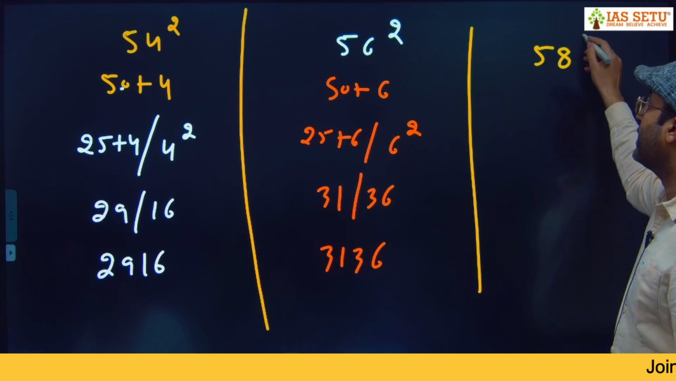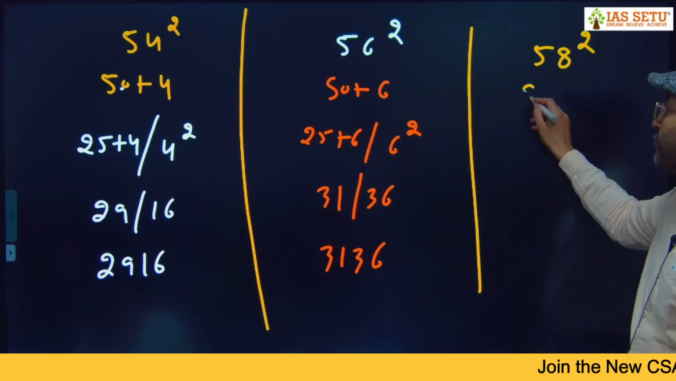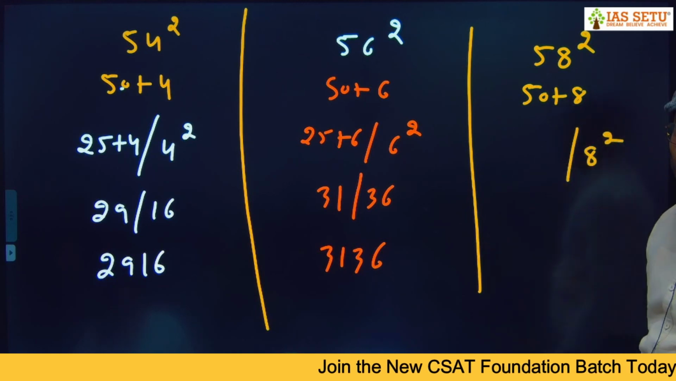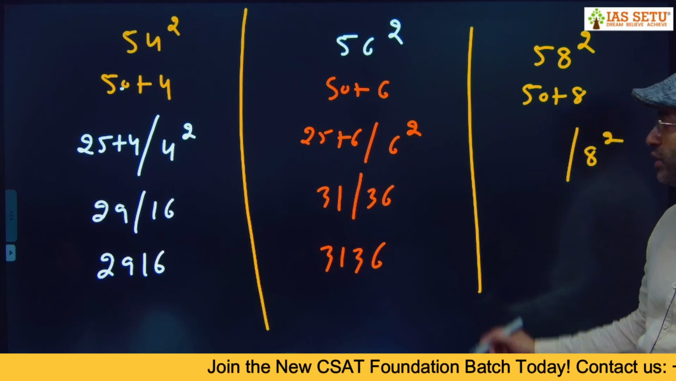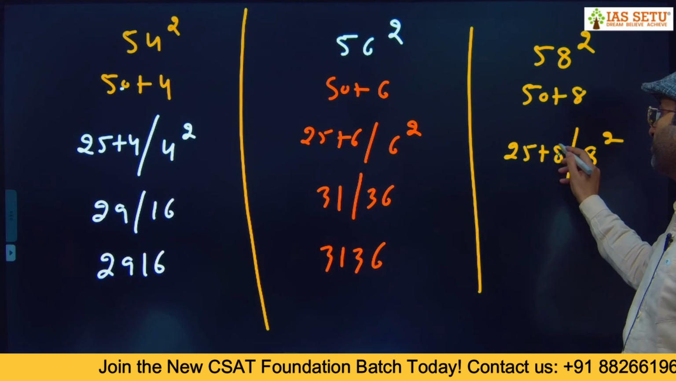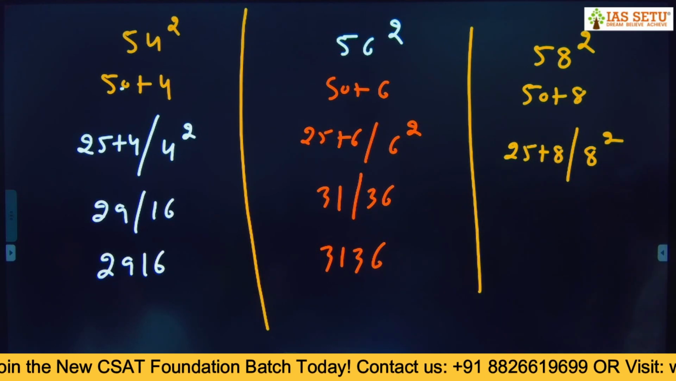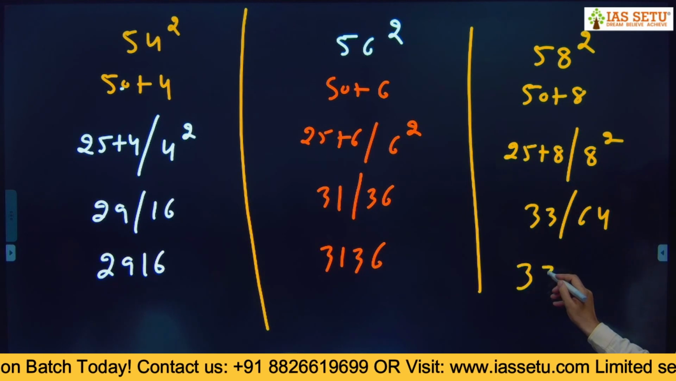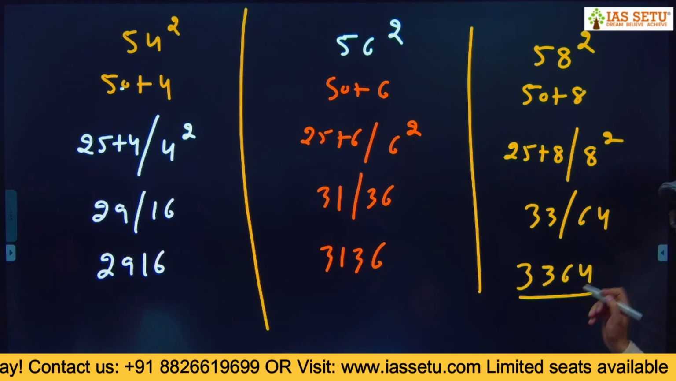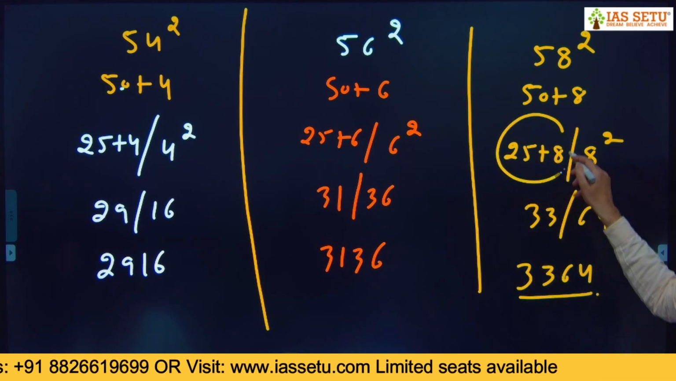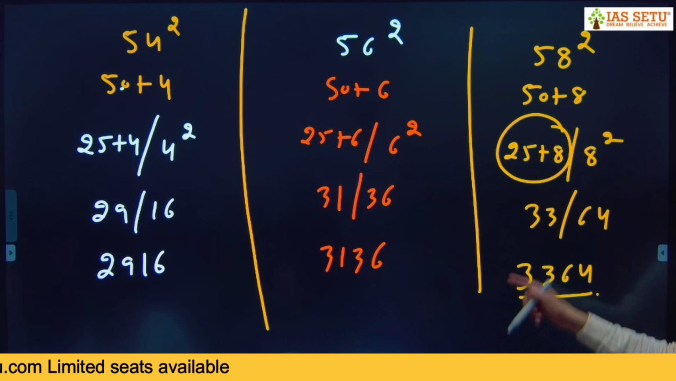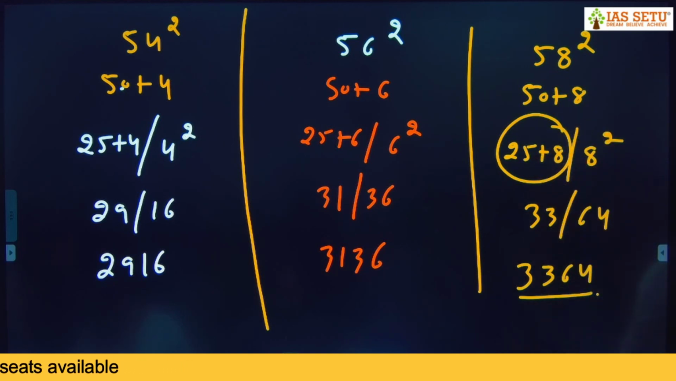Wait, I take one more value. Like 58 square. So it is 50 plus 8. Right side there is no problem, 8 square. Left side is 50 becomes 25. So it is 25 plus 8. What is 25 plus 8? 33. And it is 64. Our answer is 3364. Here only this step is different. The rest is totally same. जो हमने shortcut पहले सीखा है वो same है. Only this step is a different step.